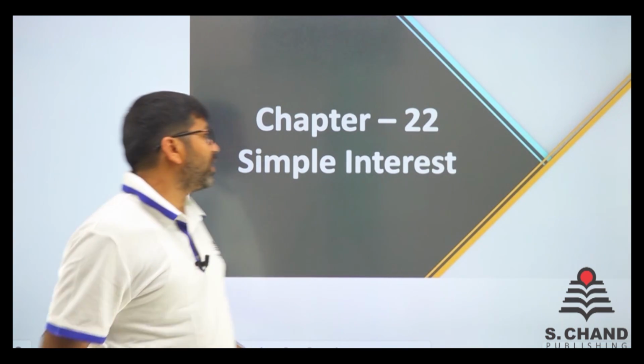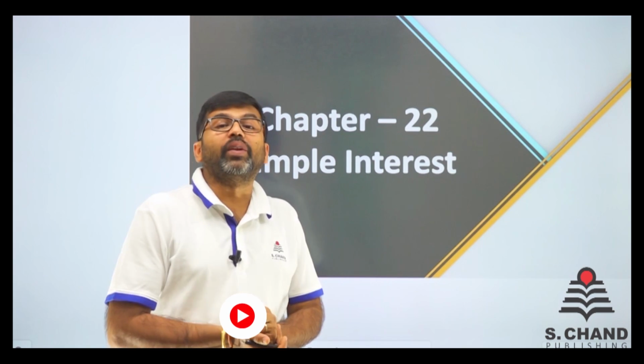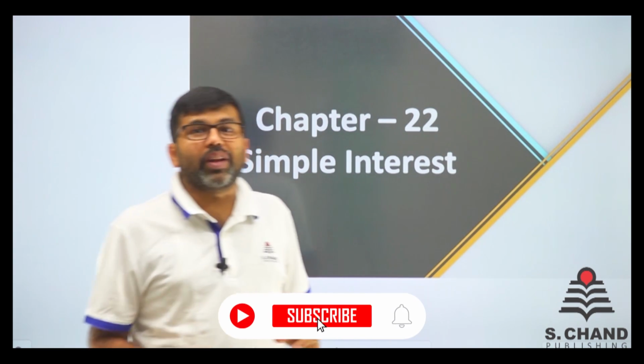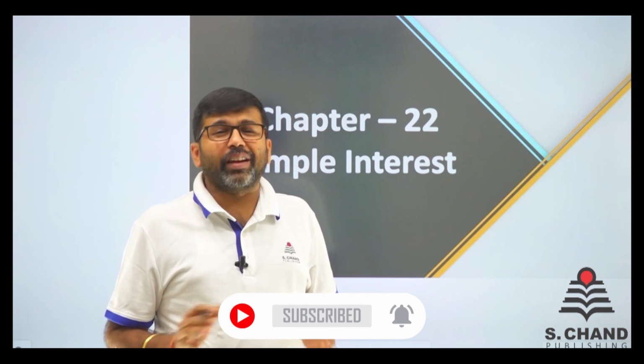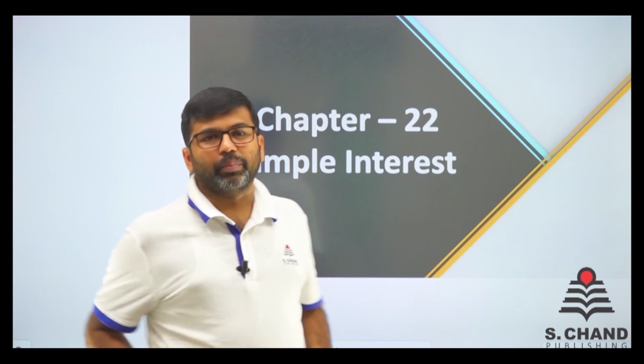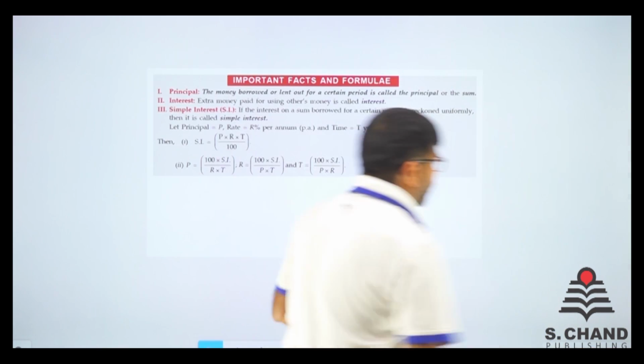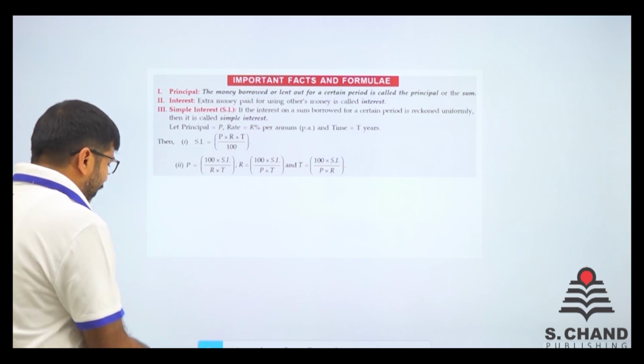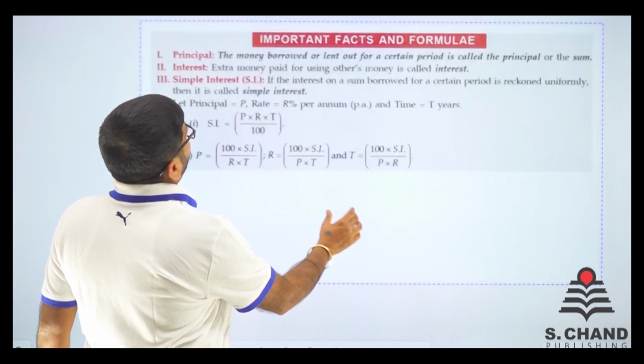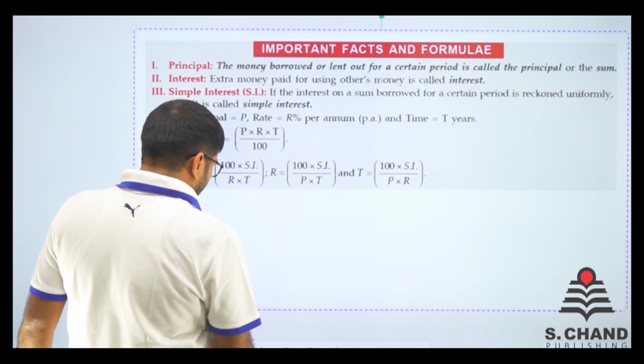So, here we are with chapter number 22, that is simple interest. Simple interest, it is simple by name, but I don't think it will be simple. Let's make it simple. First of all, we get important facts and formulas here. So what exactly is simple interest?